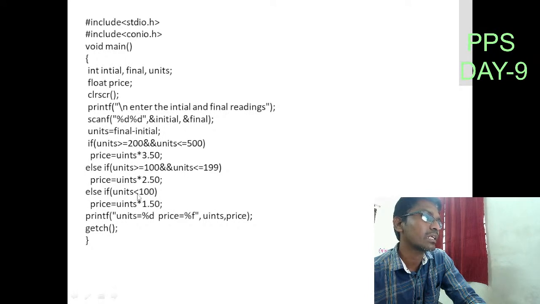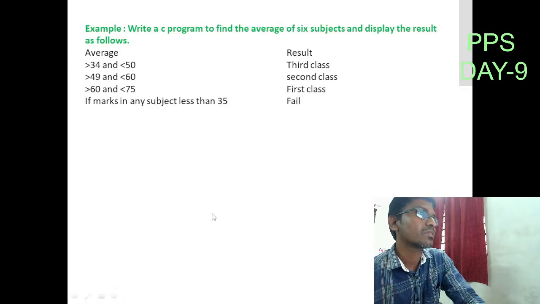Else if the number of units is less than 100, then the bill will be number of units into 1.50 paise. Then we'll get the electricity bill. Then finally you have to display how many units there are and the corresponding bill, which we are going to display. So that is about the if else if ladder.